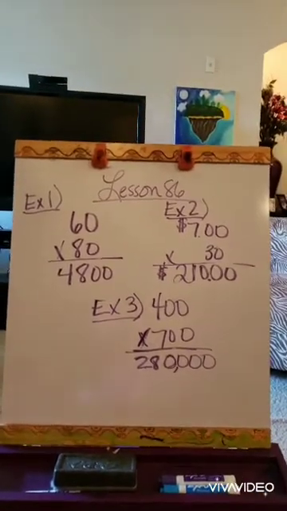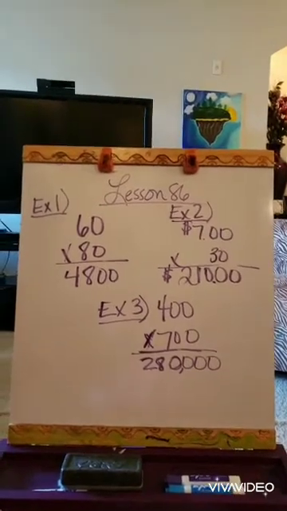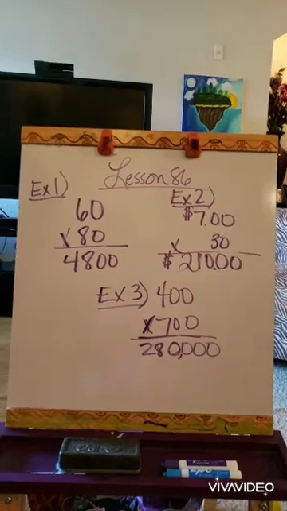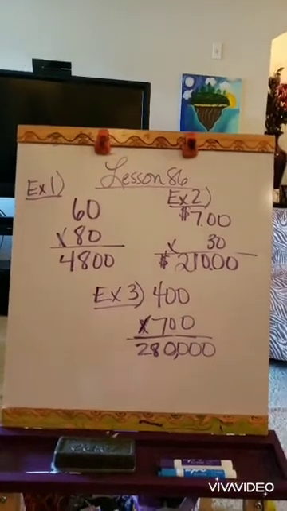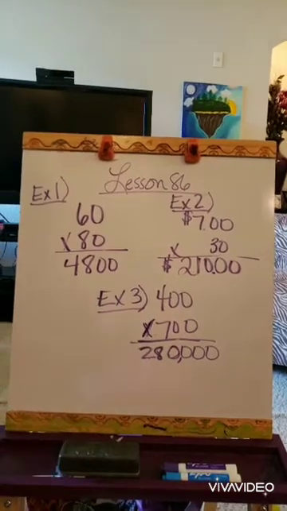Today you guys will be in lesson 86 in math, which is basically talking about multiplying multiples of 10 and 100. On the board, you will see the problems pulled from the examples in the book. I'm just basically going to explain how to solve this really quickly.